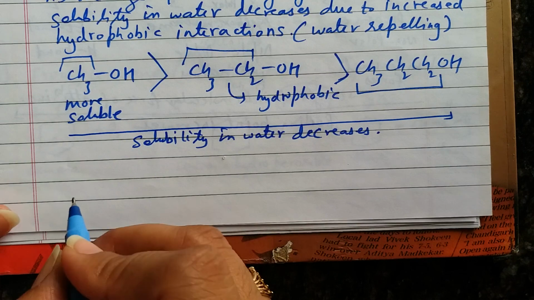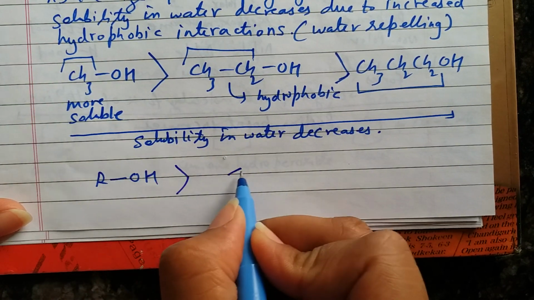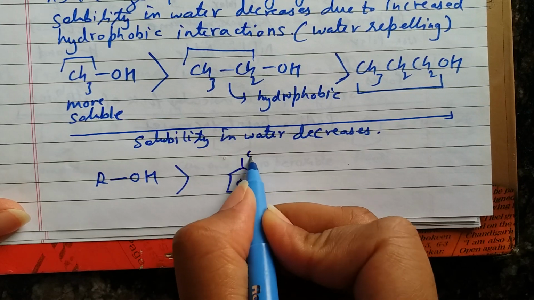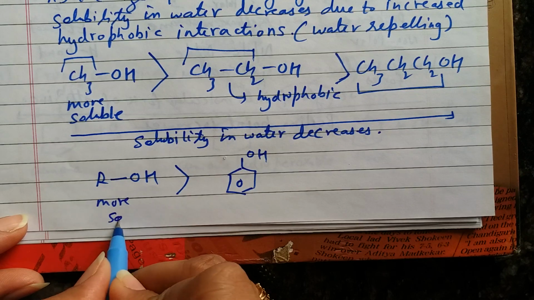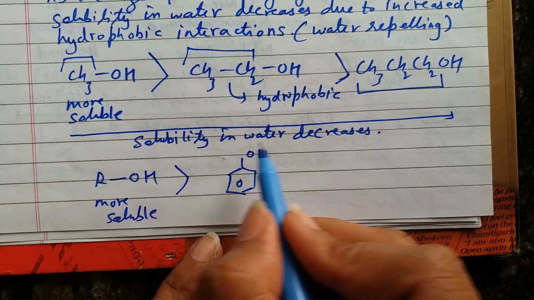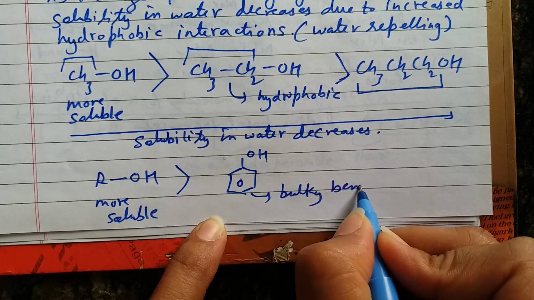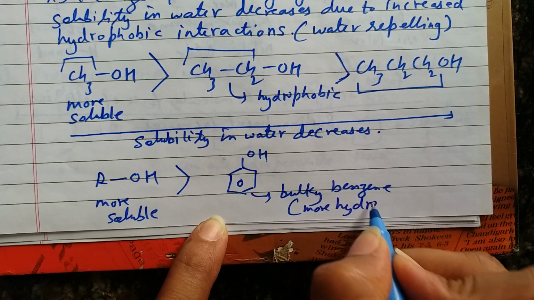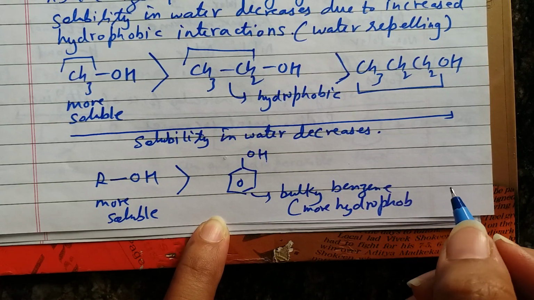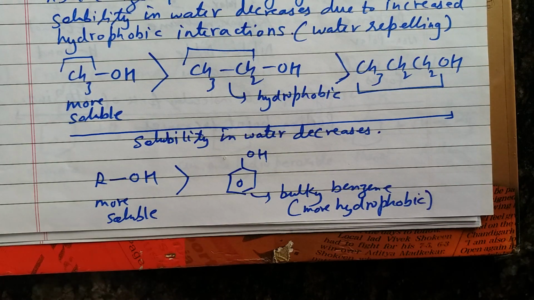And for the same reason, I'll give one last point: alcohols are more soluble than phenols. Why are alcohols more soluble than phenols? Because in phenol, you can see here that there's a bulky benzene ring. And this bulky benzene ring is going to be more hydrophobic. Here also there is no charge separation, so this is also more hydrophobic or water repelling. And therefore alcohols are more soluble than phenols in water.